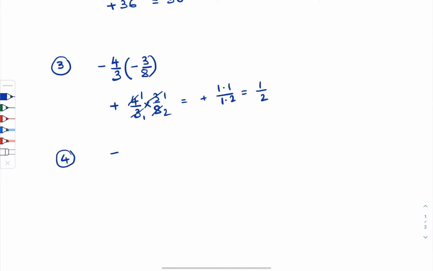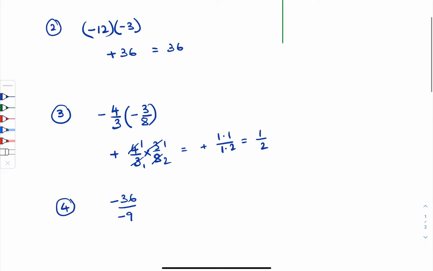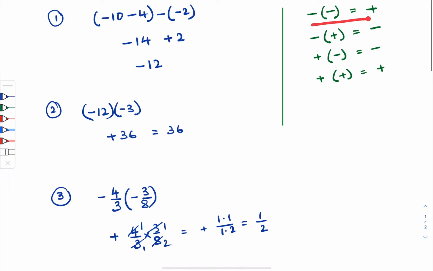So let's say I have negative 36 over negative 9. Now I have these two numbers and they're both negatives divided by each other. The logic of what I showed you out here with these signs, the same logic applies when you divide them. Which means that if I take a negative and I divide it by another negative term, that makes it a positive.